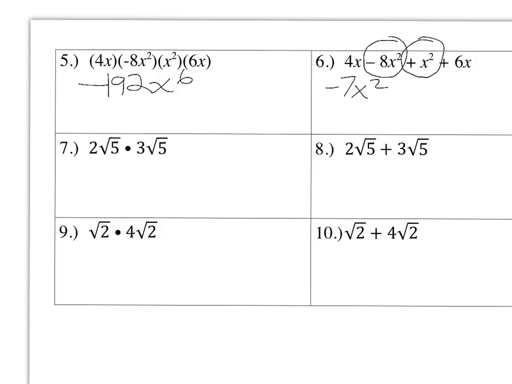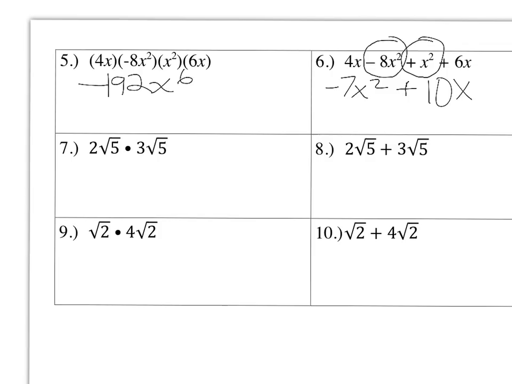Then we'll do the x terms. So 4x plus 6x, that's going to give me a positive 10x. Since it's positive, I use a plus sign as my connector. And I can't combine these because they're unlike terms. That's the final answer. Okay, look at the next 4 questions.